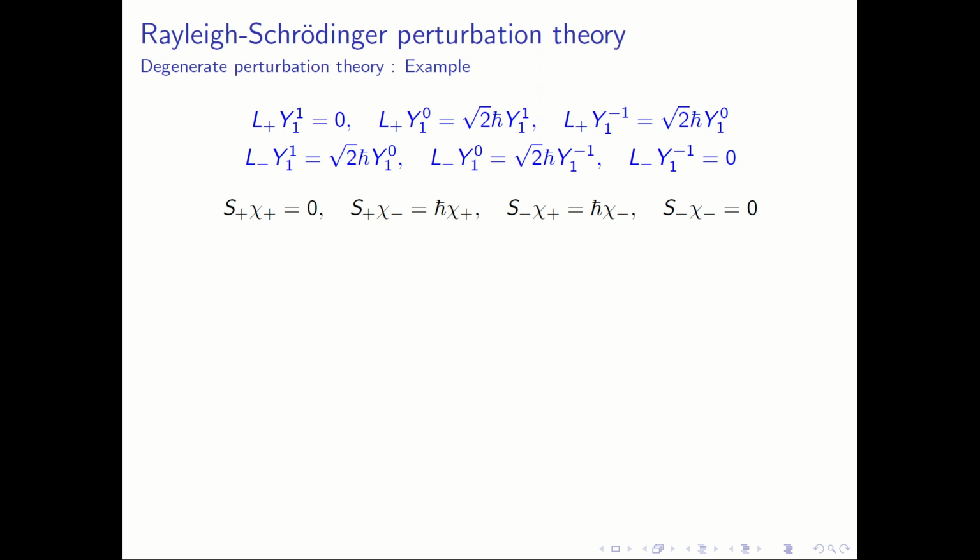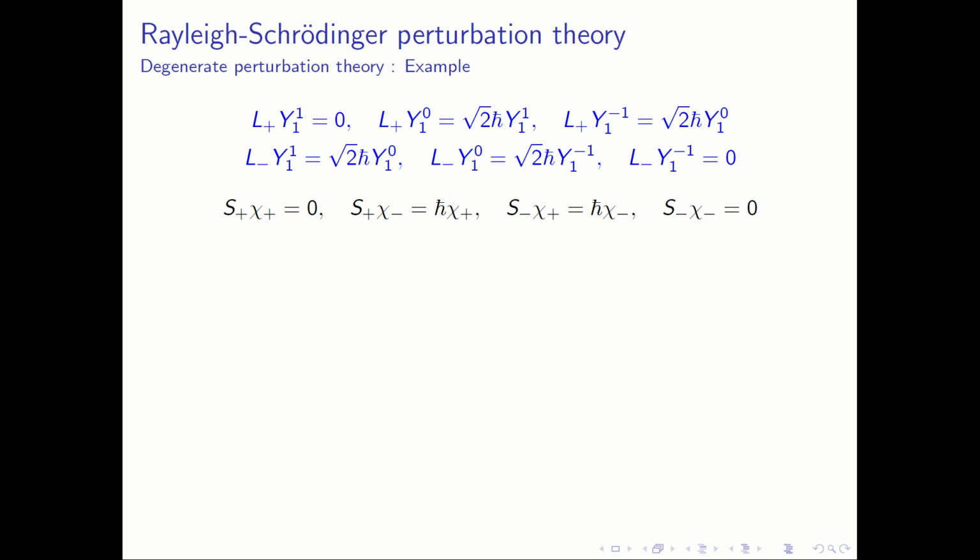The factor of 1 of course comes from the fact that the root of (J minus M) into (J plus M plus 1), for J equal to half, M equal to minus half, is actually exactly equal to 1. And similarly you have S minus chi plus equals H cross chi minus, and S minus chi minus is 0. Now why do we need these results?